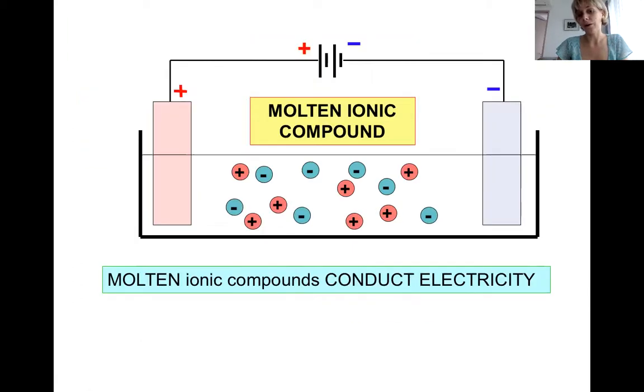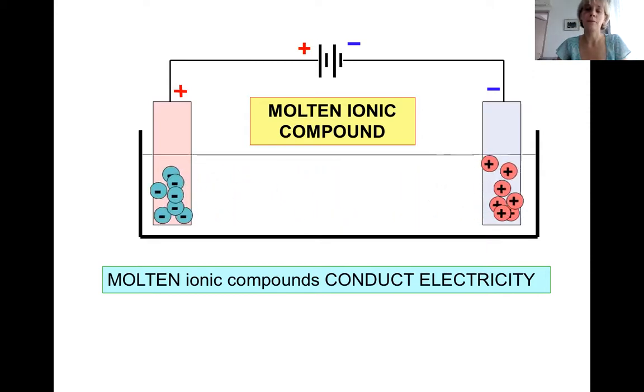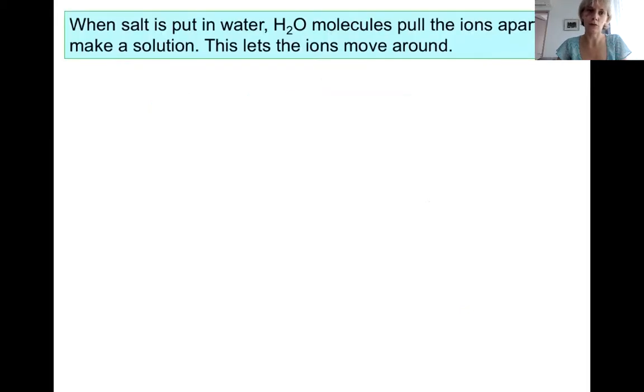So molten compounds conduct, as this shows. You've got your ions. Once they are a liquid, they can move past. You put the electrical current on and the particles will move quite happily. And this is the foundation of electrolysis that we will look at later in the course. When you put the salt into water, again, the water molecules, the H2O molecules, pull the ions apart to make a solution, and the ions can move around again.